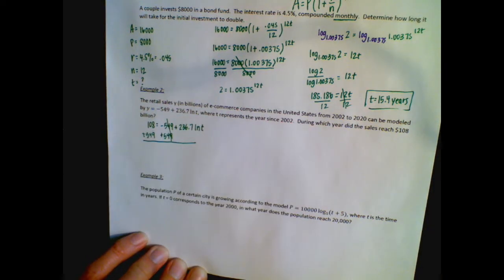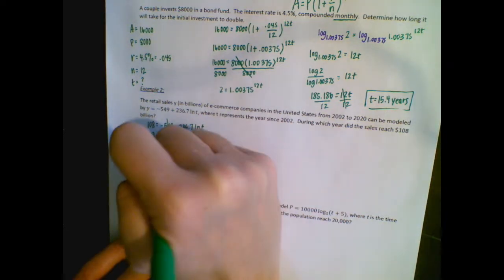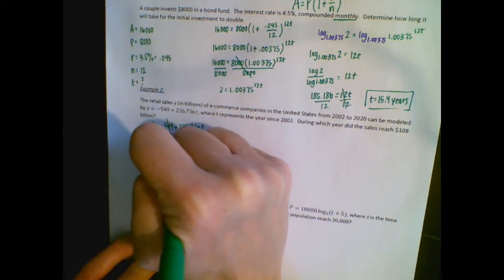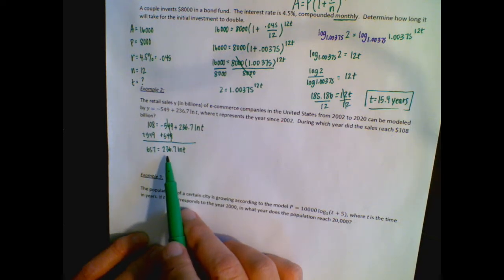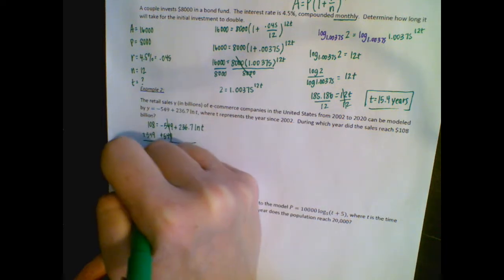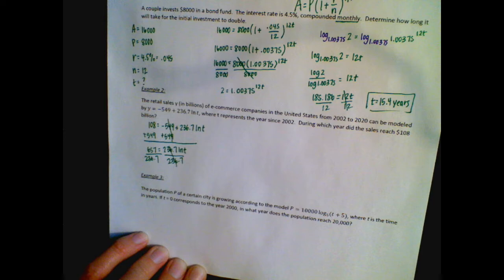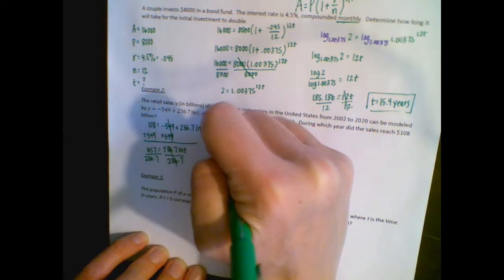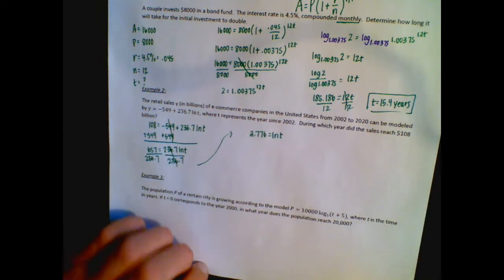That's going to give me 657 equal to 236.7 ln of T. And then I want to get this ln by itself, so I want to undo that 236.7 by division. So when I divide 657 by 236.7, that's going to leave me with about 2.776. And that's equal to ln of T.